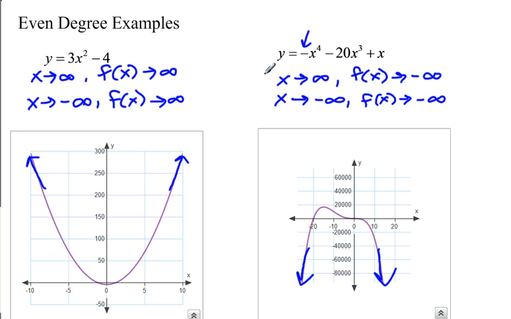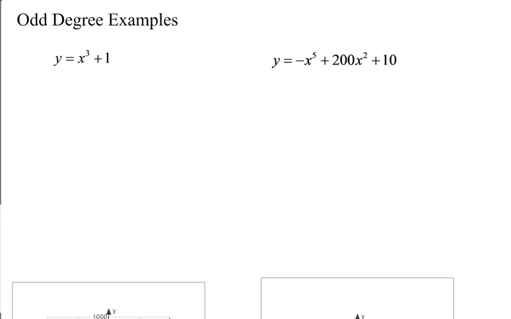All right, so these are even degrees, and we see that they either both go up or both go down, and the leading coefficient is what determines that. Okay, so we're going to look at odd ones next, and we can see the degree here is 3, and over here the degree is 5.